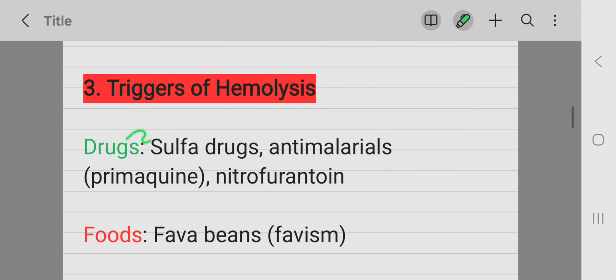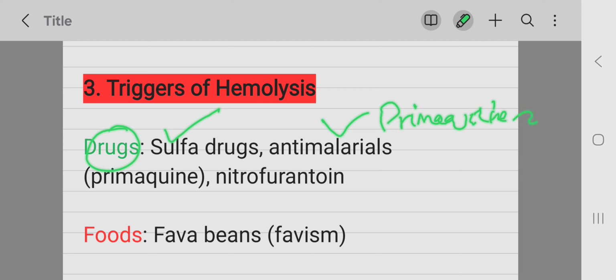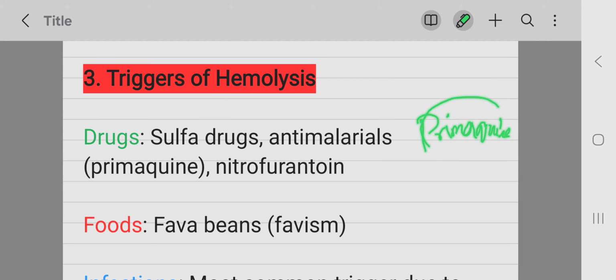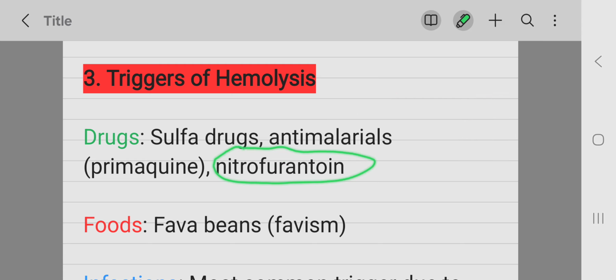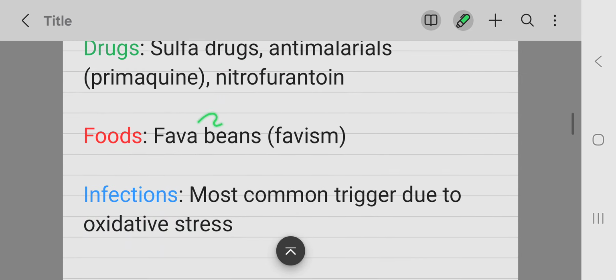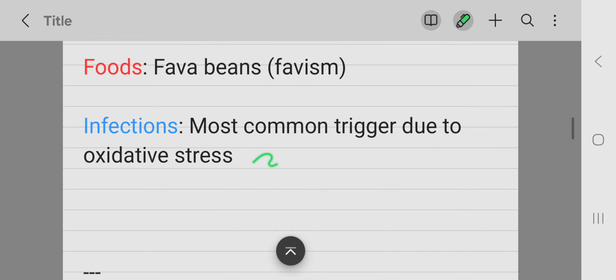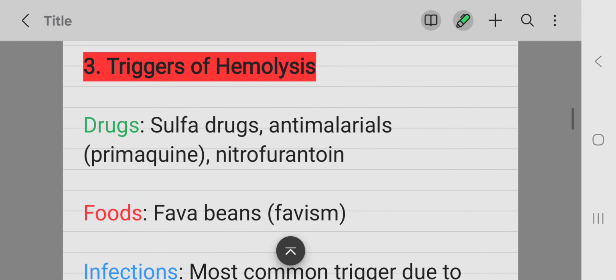There are certain triggers of hemolysis like drugs: sulfa drugs and antimalarials, especially primaquine used for Plasmodium. Primaquine is the classic example of antimalarials. Another drug is nitrofurantoin. Certain foods also trigger G6PD deficiency anemia. These are fava beans, favism, and certain infections can also trigger this hemolysis by increasing the oxidative stress. So the main problem is oxidative stress.